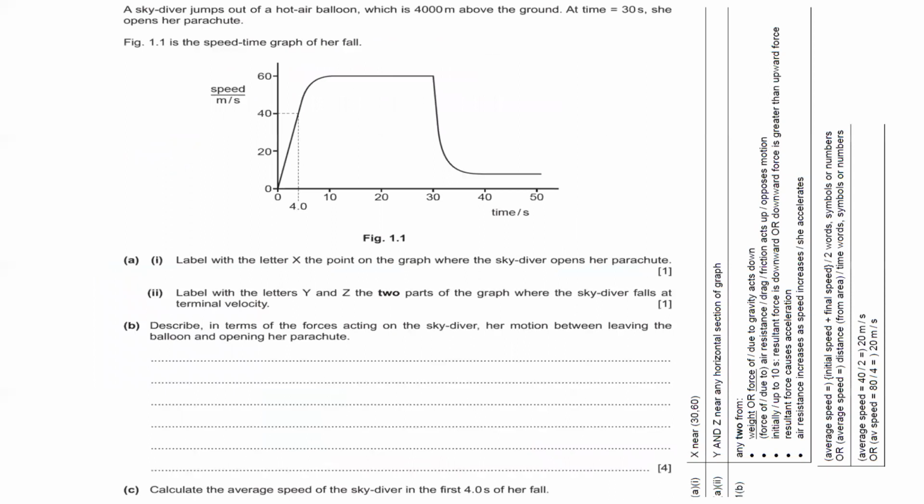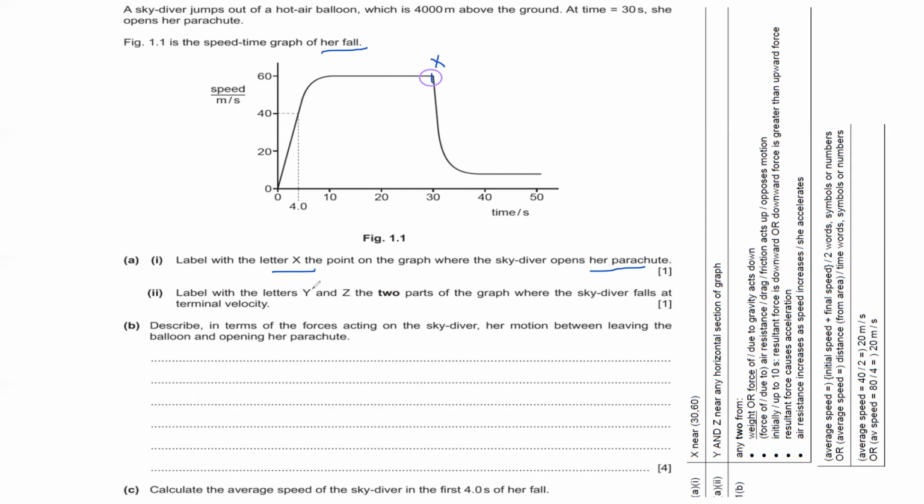Another question. A skydiver jumps out of a hot air balloon which is 4,000 meters above the ground. At time 30 seconds, she opens the parachute. So at this point, she opens the parachute. Figure 1.1 shows a speed-time graph for her fall. Label with letter X where the skydiver opens her parachute. So at which point? We have to label that point as X. So we'll write that as X.